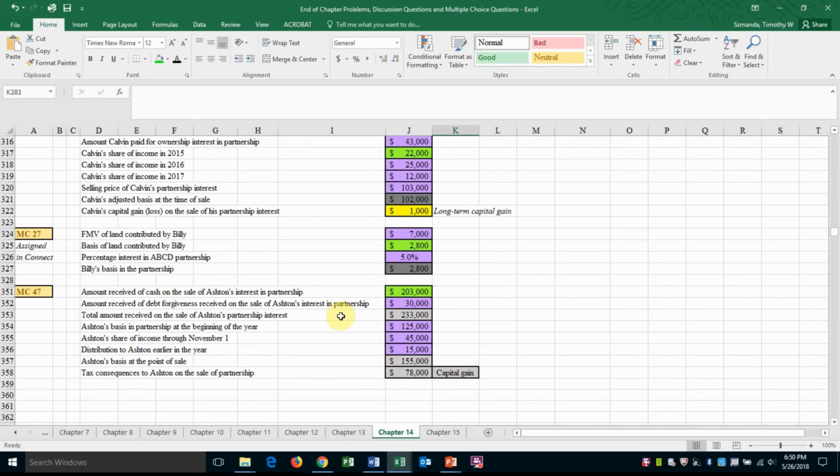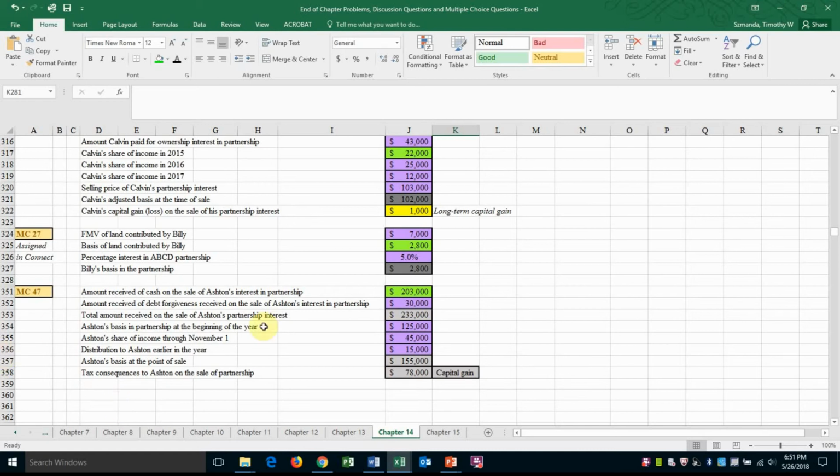All right, let's take a look at a multiple choice question, number 27. This one was an assigned problem in Connect on the bottom of page 1434 for those following along. Billy contributes land with a fair market value of $7,000, a basis of $3,000, in return for 5% ownership interest in the partnership. Billy's basis in the partnership is?